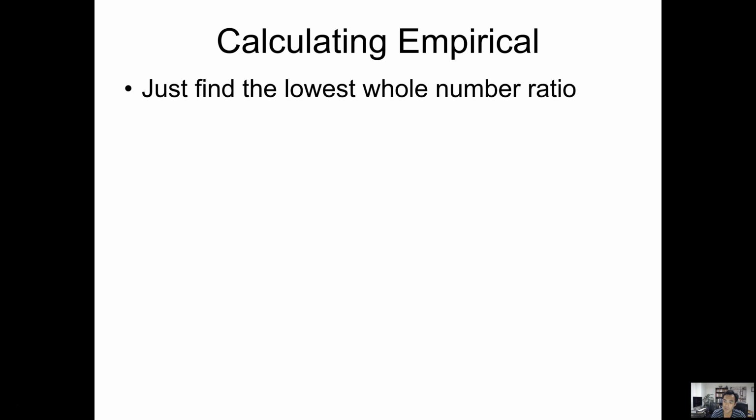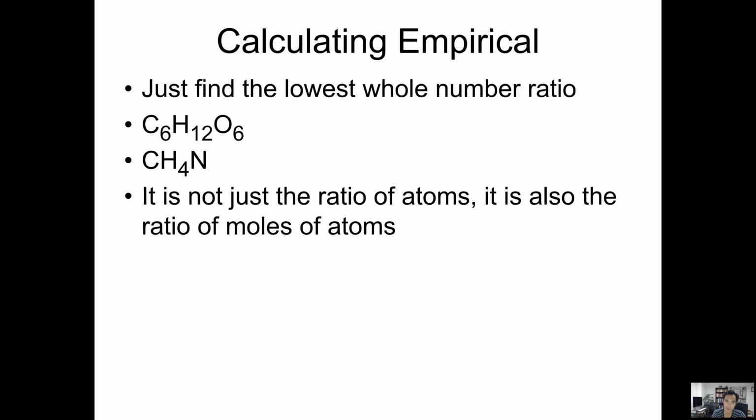All you have to do is find the lowest whole number ratio for the empirical formula. So here's an example of C6H12O6. As you can see, it's a multiple of 6. So if you divide these numbers by 6, you can actually reduce those down. CH4N is another example of an empirical formula.